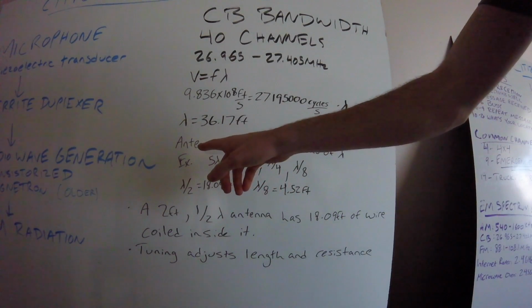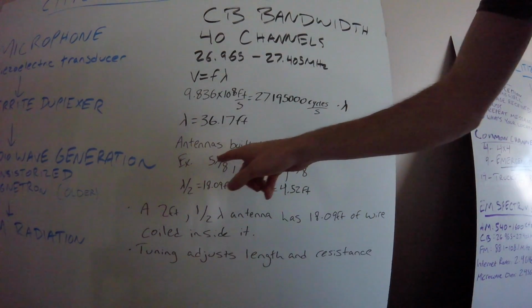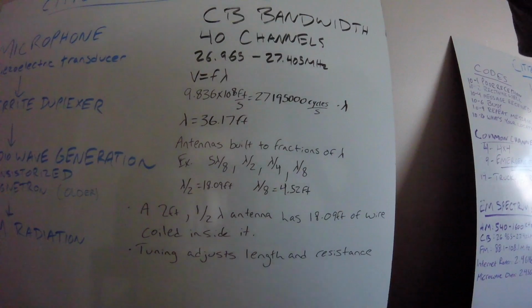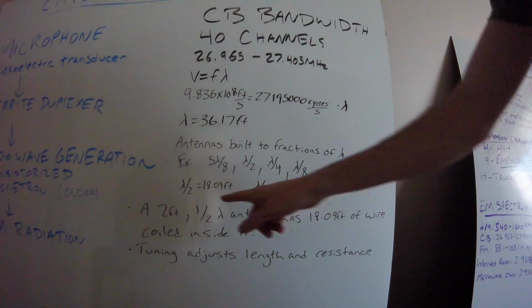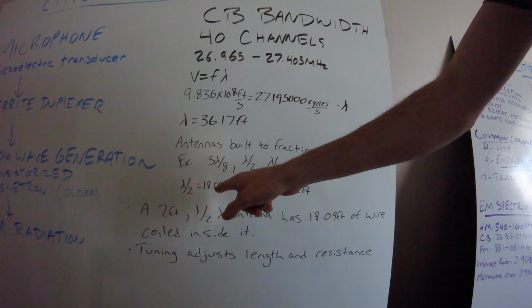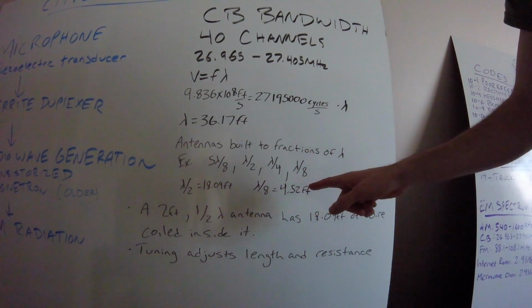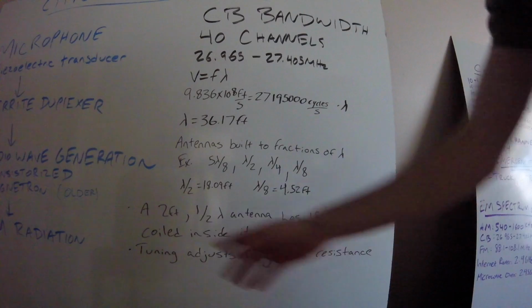But anyway, antennas are always built to be fractions of that wavelength. For example, you'll find 5/8 of the wavelength, 1/2, 1/4, 1/8, and when you buy your antenna, it'll say like 5/8 antenna, 1/2 antenna, etc. Just for example, a half antenna needs to be about 18.09 feet, and an eighth antenna needs to be about 4.52. And so you might be thinking, oh, well, I'm buying an antenna, it says it's somewhere in 2 to 4 feet.